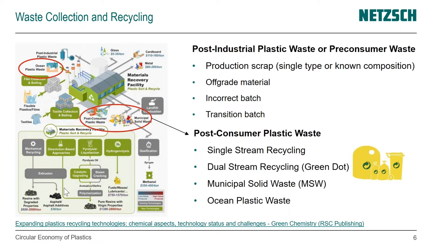We have the post-consumer plastic waste, single-stream recycling, dual-stream recycling. Municipal solid waste can also have some plastic still in it, and obviously ocean plastic waste, which we have heard about a lot more in the last couple of years. And so there are really distinct differences. As you probably know, our pre-consumer waste is relatively clean, and we know what it is, and it's not mixed in general. And post-consumer plastic waste is really everything collected, and we have to sort it.